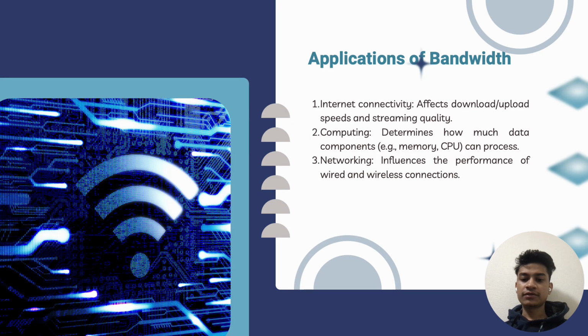So, applications of bandwidth. It impacts various areas of our daily lives. For example, in internet connectivity, it determines download and upload speeds as well as streaming quality. In computing, it affects how much data components like memory and processors can handle at a time. In networking, it plays an important role in the efficiency of both wired and wireless systems.